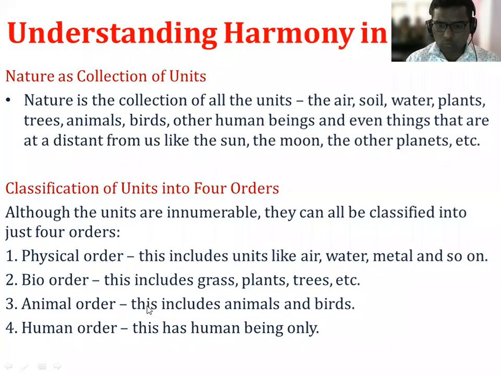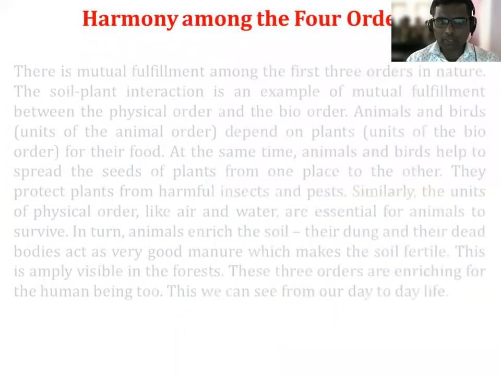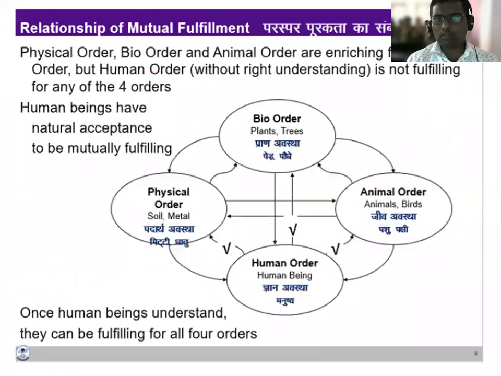So what is it that we actually need to understand in this topic? So let me try to show the image here. As we know, along with the physical facility, we want the relationship, and for that relationship we need the right understanding. It means that as we are part of nature, we must have a relationship with the physical order. Means we must have a relationship with the water, air, soil, metal, etc. We must have a relationship with the bio order. We must have a relationship with the animal order.